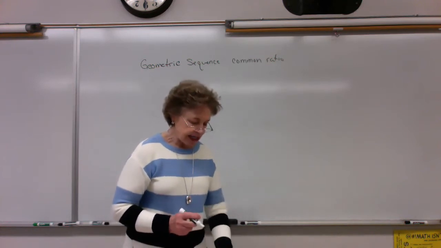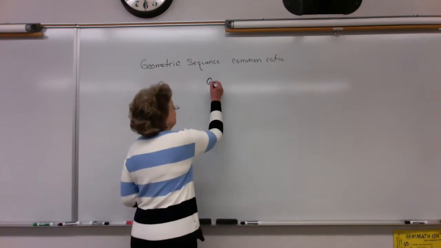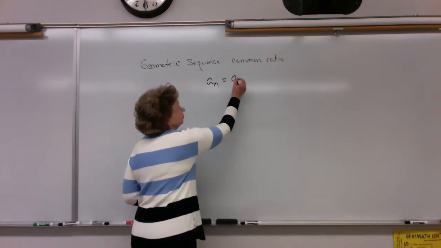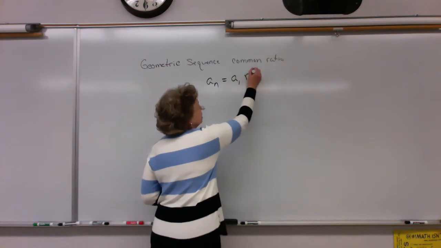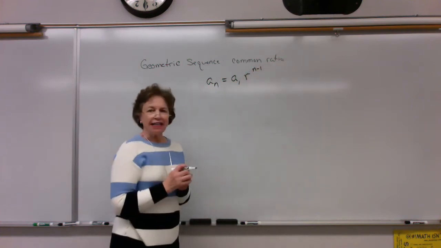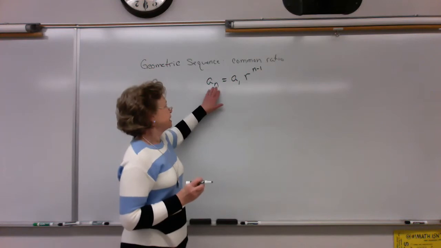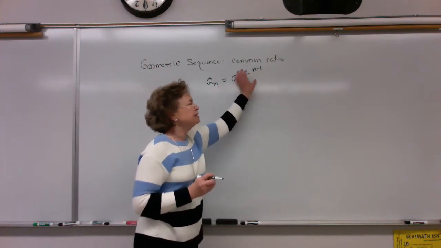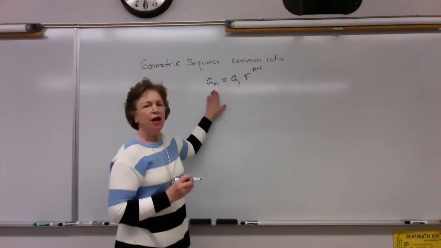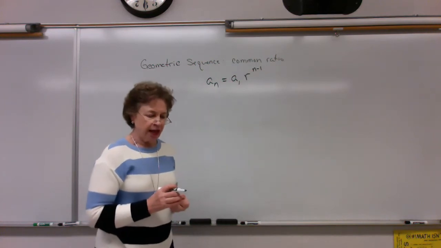Then we talked about writing rules, so remember, a sub n, the nth term, is the first term times that common ratio, which has been multiplied n minus 1 times. This is the nth term. I'm starting with this one, so n minus 1 times that common ratio will bring me to that nth term.